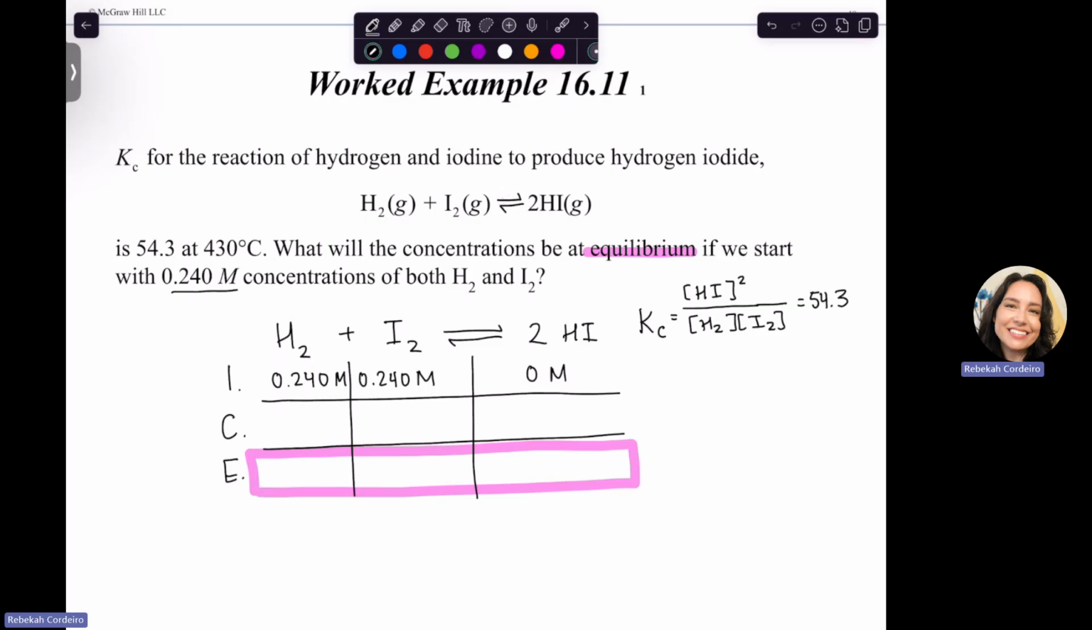If we have 0 products, what way is the reaction going to go? It's going to go to the right because I don't have any products, so I've got to make products. If the reaction goes to the right, we're going to subtract our reactants and we're going to make our products.